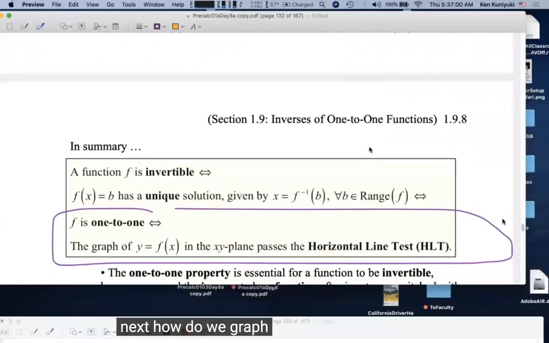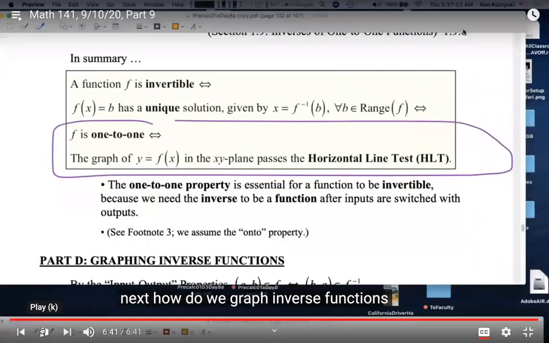Next, how do we graph inverse functions? Any questions?